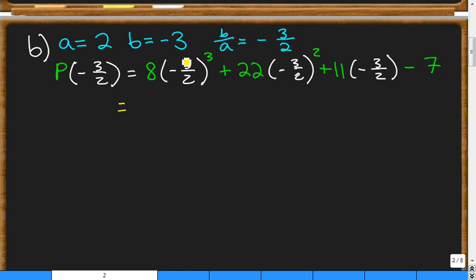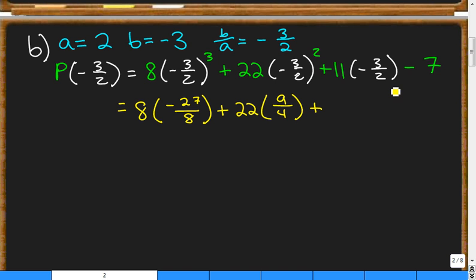So this is going to be 8 times, so we have to cube not only the negative 3, but also the 2 here. So this is negative 27 over 8. We have plus 22 times negative 3 halves squared, which is going to be 9 fourths. Plus 11 times negative 3 halves is going to be negative 33 halves. And then we have our minus 7. So we just need to go through and simplify.